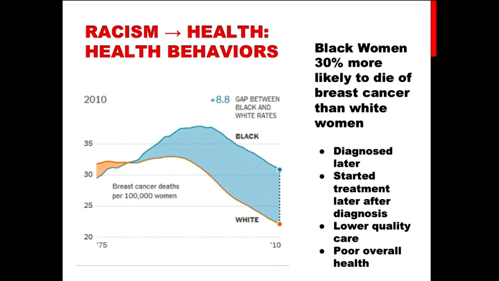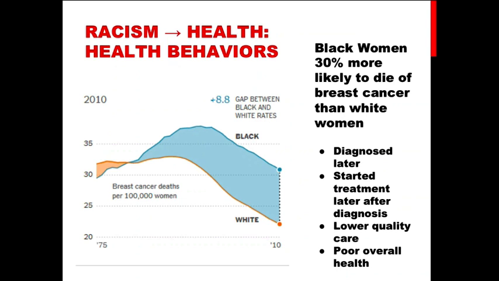Now, there is also a role for health behaviors to play. It still has to do with racism. Here's one example using the health belief model. Black women are 30% more likely to die of breast cancer than white women. As we know, this is not because of a genetic difference. In fact, this is for similar types of breast cancer that occur in both Black and white women.